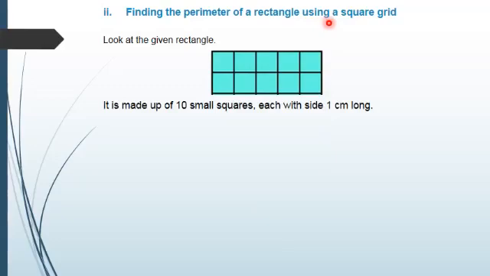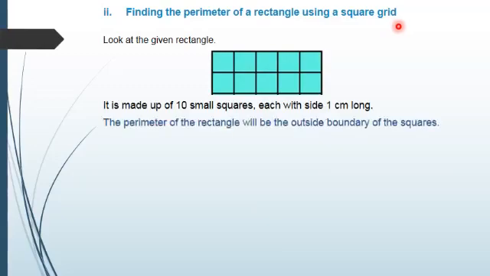Now, finding the perimeter of a rectangle using a square grid. Now, look at the given rectangle. It is made up of 10 small squares, each with a side 1 centimeter long. So, the perimeter of this rectangle will be the outside boundary of the rectangle.